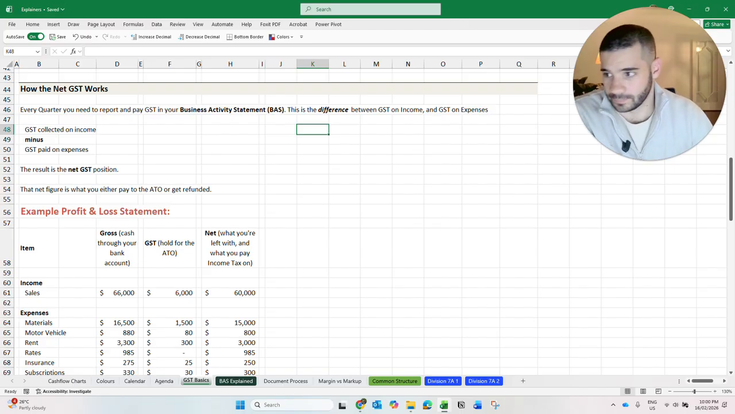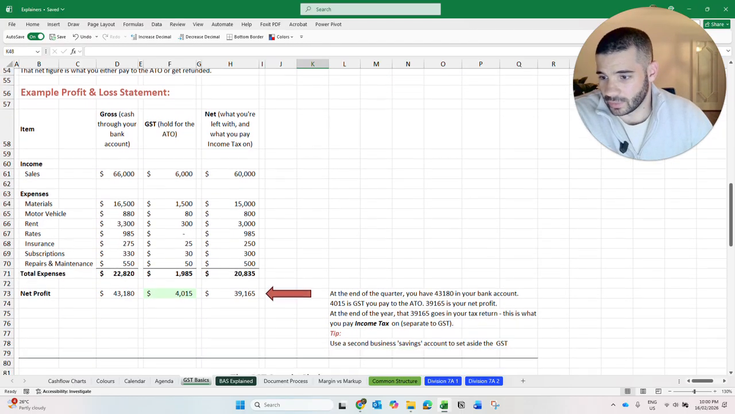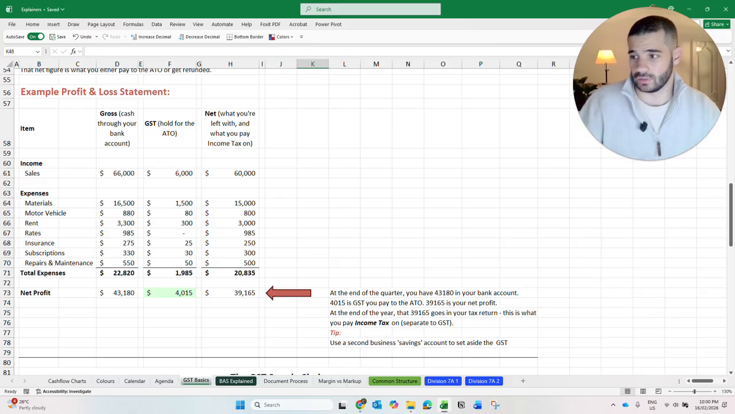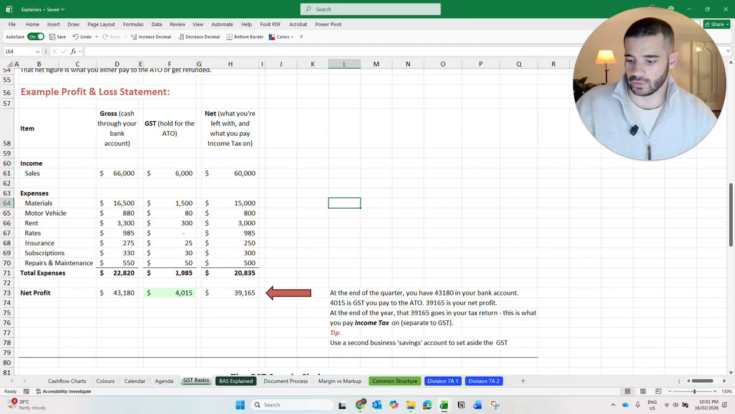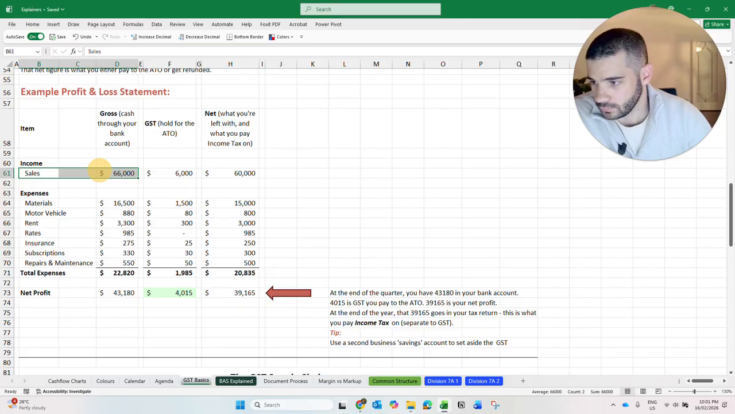It's your net GST. So one way to think about this, how I like thinking about this, is thinking about a little profit and loss statement here. And we've done this in a couple other videos, using the profit and loss to visualize and to understand what we're doing. So to work down the profit and loss, we have our sales, 66,000. We then have materials, motor vehicle, some rent, rates, insurance, subscriptions, and repairs and maintenance. That leaves us with a net profit of 43,000.